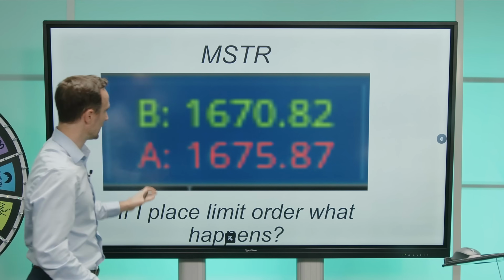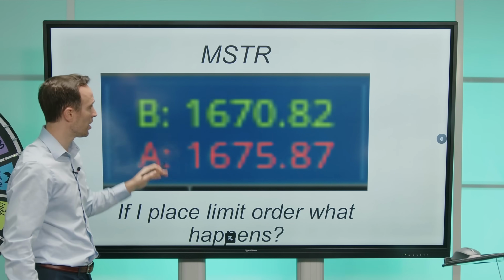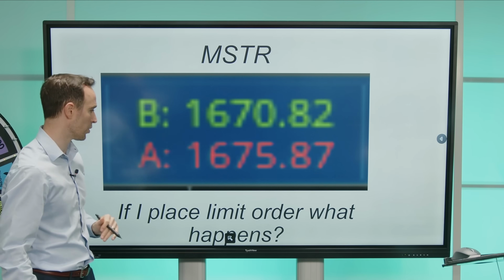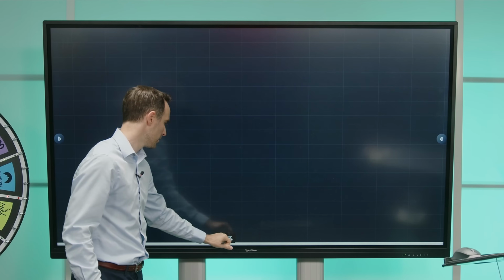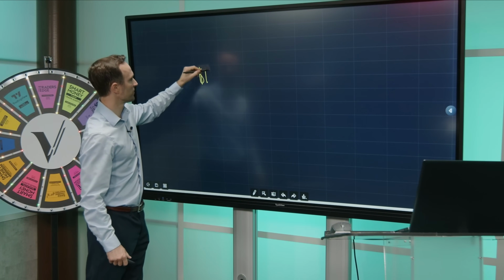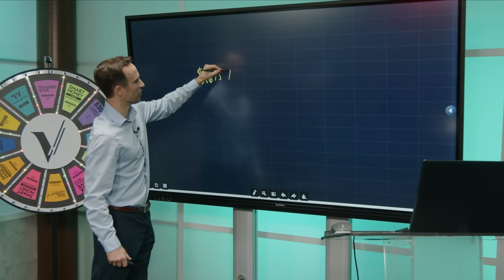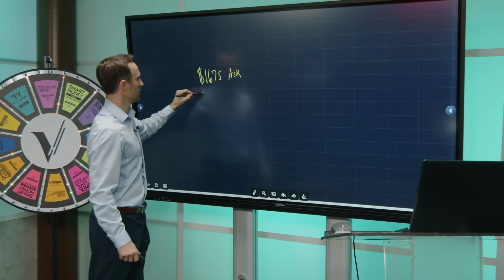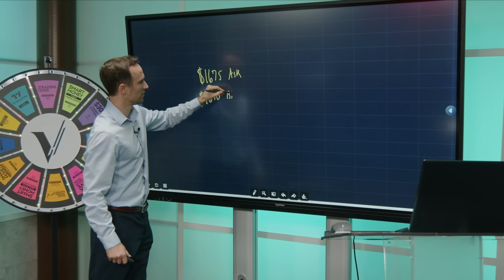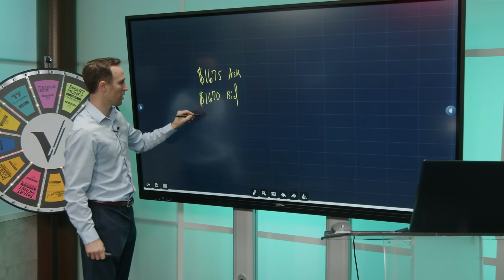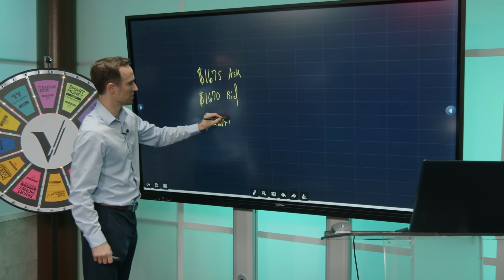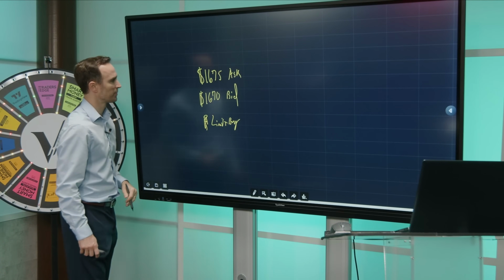So again, using the same example, MSTR, here's your bid and ask spread. What happens if I place a limit order on this stock? Well, let's check it out. Again, $16.75 is your ask, and $16.70 is your bid. Let's say I put a limit buy in on this stock.